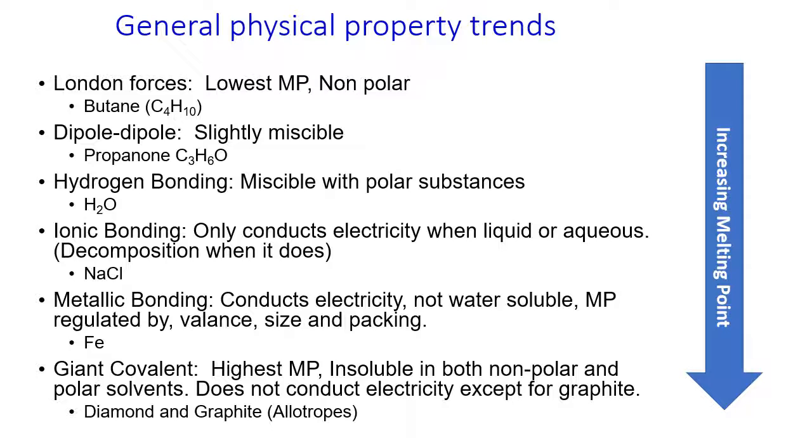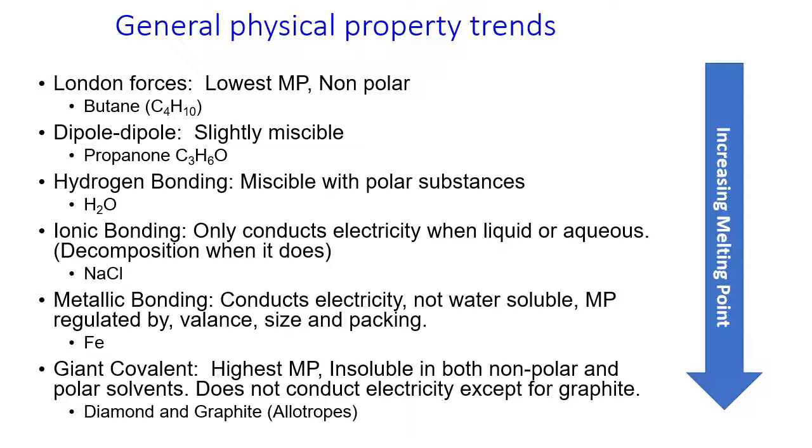So the general trends are illustrated here. London forces are the weakest. They involve non-polar molecules, so butane would be an example. Then we get to dipole-dipole interactions. They're slightly miscible in water. So, for example, propanone, also known as acetone, has a higher boiling point than butane due to these dipole-dipole interactions, and can also now slightly dissolve in water. Hydrogen bonding: compounds with hydrogen bonding are miscible with water, and again, the boiling points are increasing and increasing because it's a very strong bond.